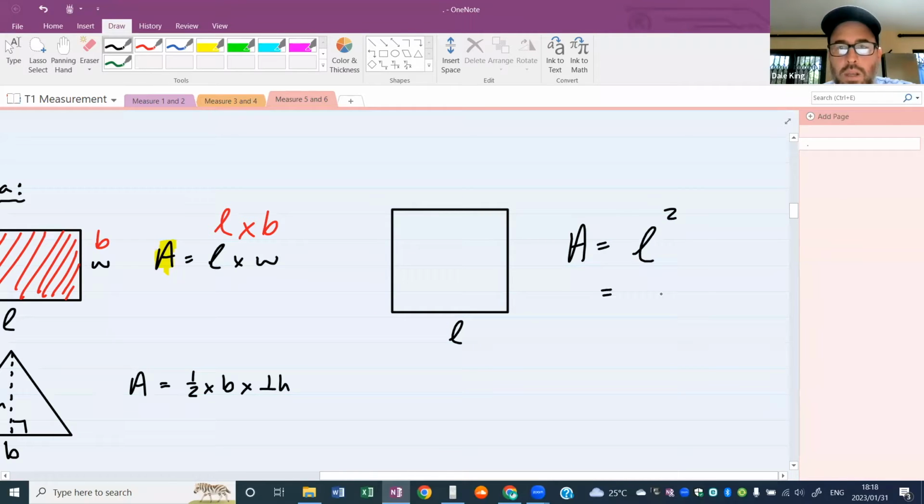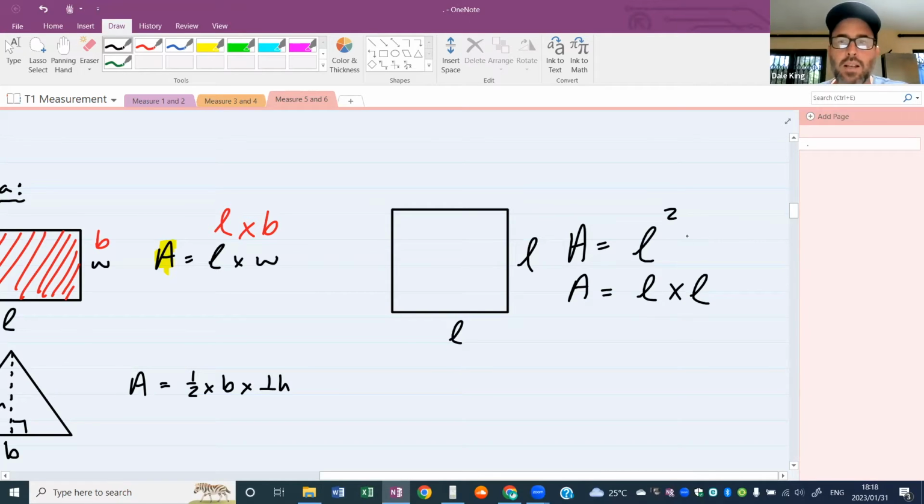That's okay, because we know that a square, all the sides are the same. So every side is actually L. So this formula can be written as L times L. Instead of length times breadth, it's length times length, because all the sides of a square are the same. So if you're calling one length, you've got to call them all length. And to work out the area, it's length times length. And L times L is L squared.